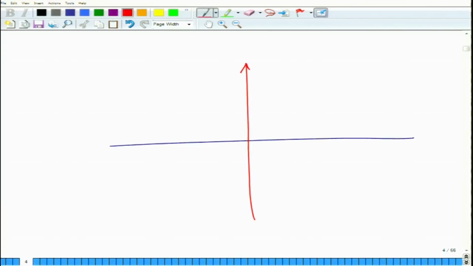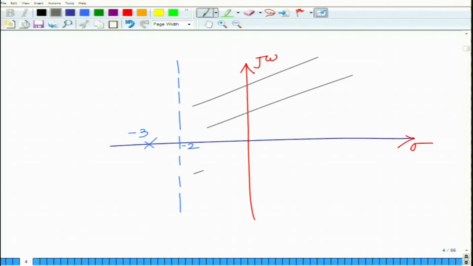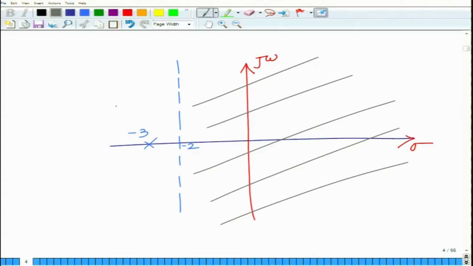If you plot this, this is your sigma, this is your S plane, and the y axis is the j omega axis. This is the line real part of S equals sigma max, that is minus 2. Somewhere here you have minus 3, and the ROC is this part, that is real part of S greater than minus 2. All the other poles lie on the left of this line, so ROC is to the right of all poles.